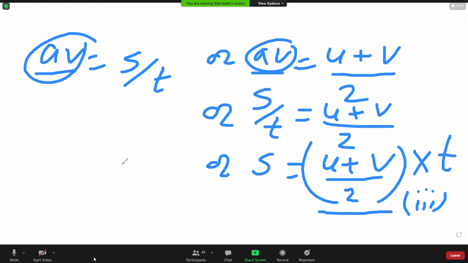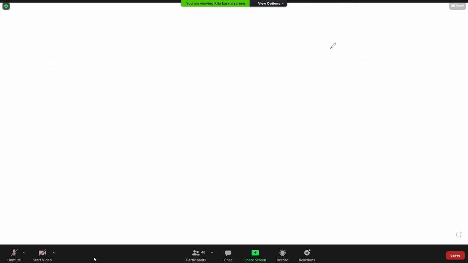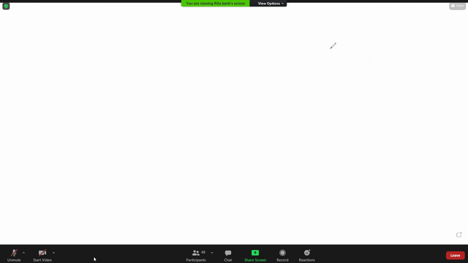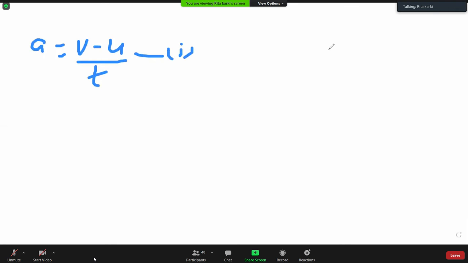Yes. So till now, how many equations have we found out? Three equations. What is the first equation? Can you tell me? A equals to v minus u upon t. This is the first equation.